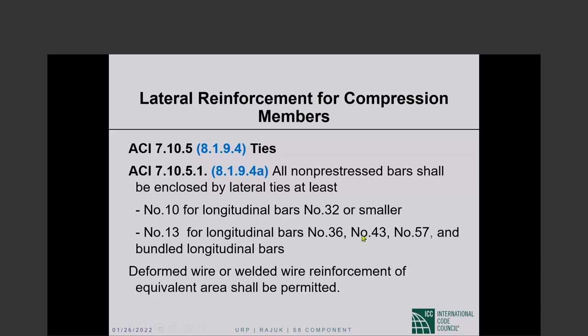So this is number 11, number 14, and I don't know the 57. Anyway, for the large bars, the minimum tie size, tie diameter is 1/2 inch, 13 millimeters.